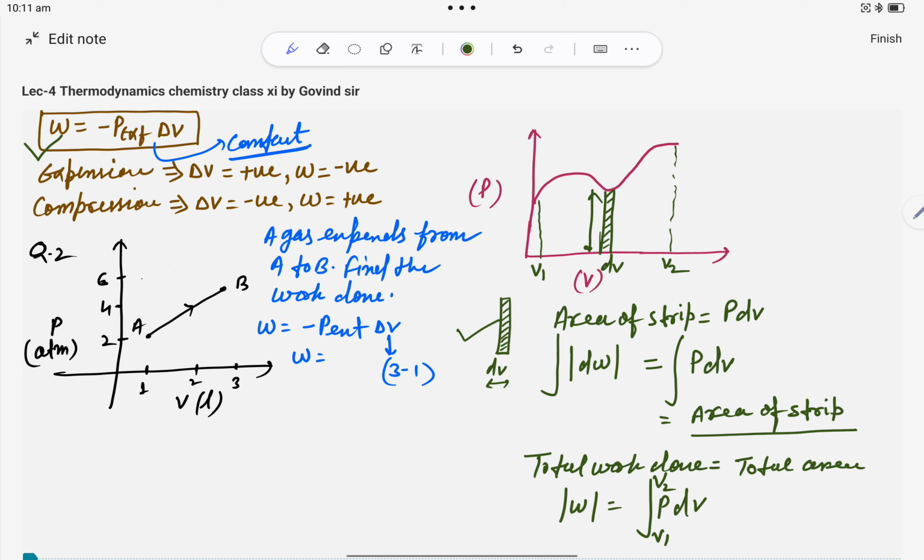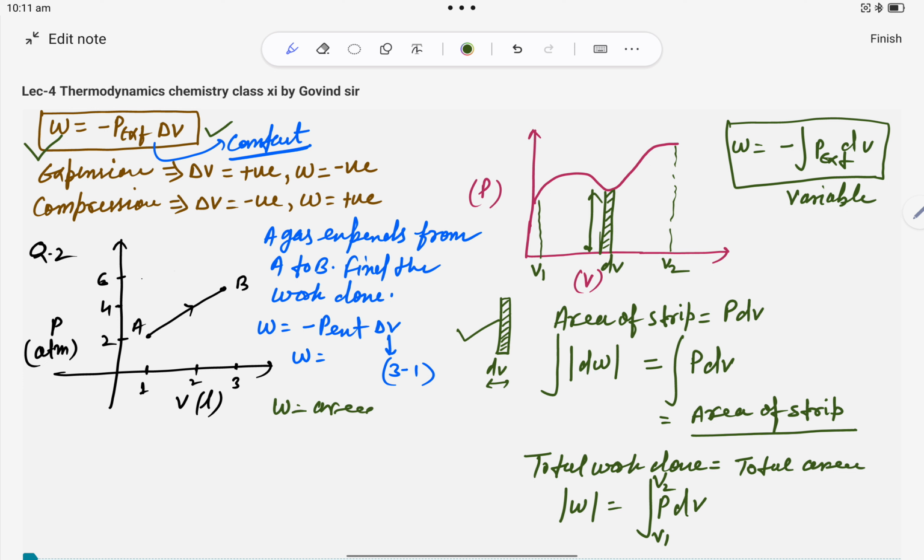So which formula we have to use? Here I am writing W is equal to integration P external dV when pressure is variable, and this W is equal to P external delta V is for constant pressure. So now you can find out W is equal to area. So what area is it covering?